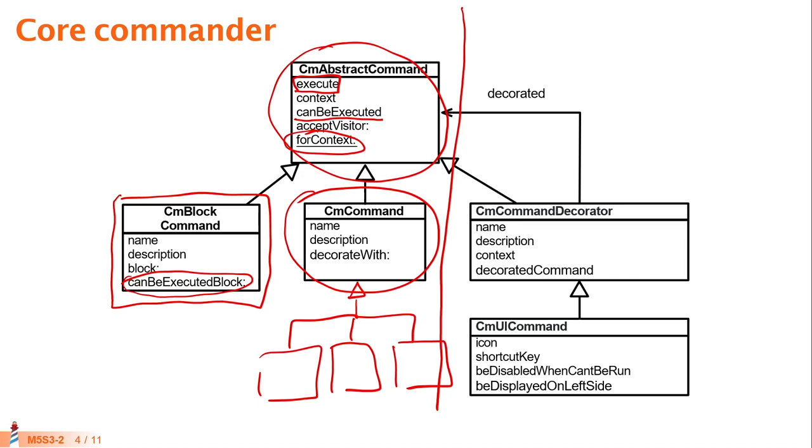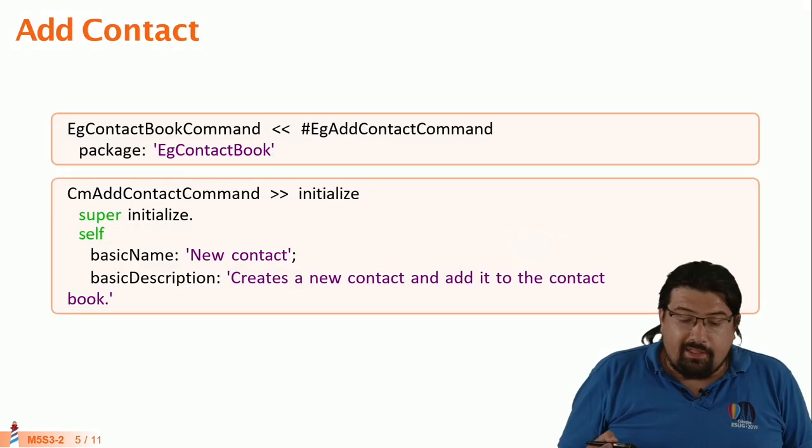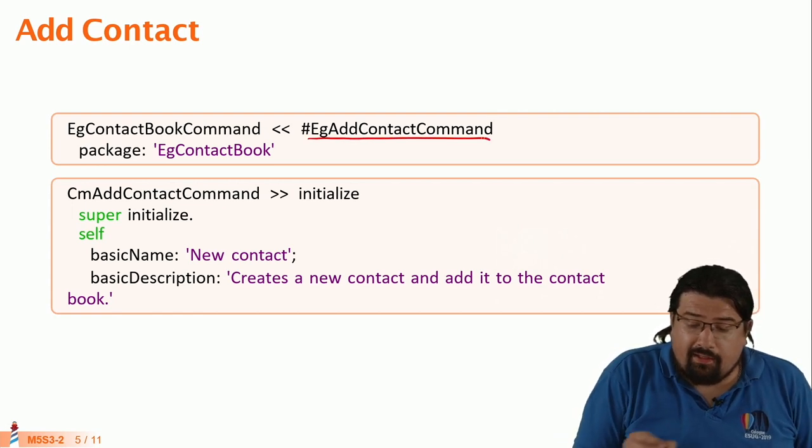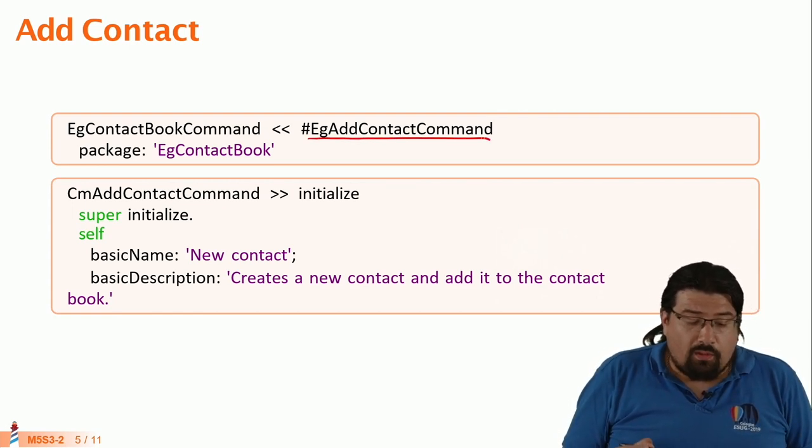For example, adding the ability to have an icon or a shortcut key when these commands are exposed in a menu or in a toolbar. Like this, we can see the two responsibilities that we can have in Commander and how we can compose two different design patterns to get to a complex solution, to solve a complex problem, not only to have a complex solution. In this case, let's see our add contact command, what it will do.